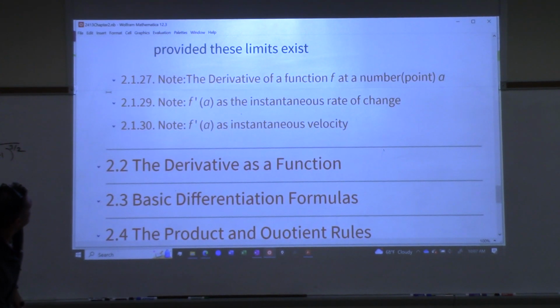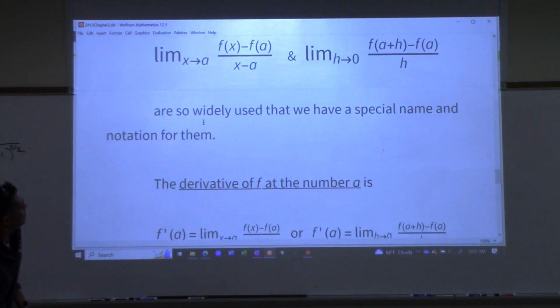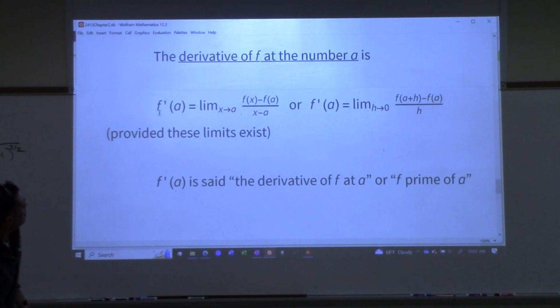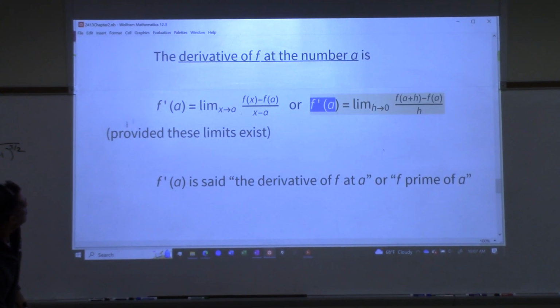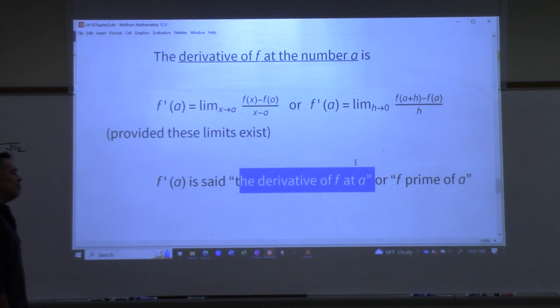Then I talked last class about the derivative, right? We said, okay, from now on, these two new limits we have a new name for them. They're called f prime of a, which is called the derivative of the function f at a, or f prime of a.